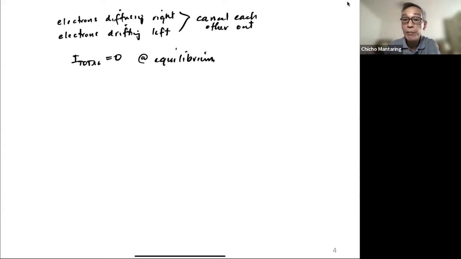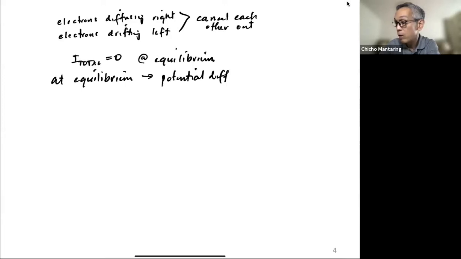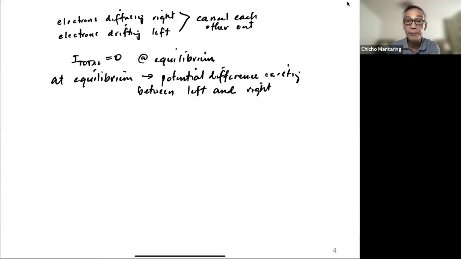However, at equilibrium, there's going to be a potential difference existing between the left and right sides. Whenever you have an electric field, that means there's a potential gradient, a potential difference.